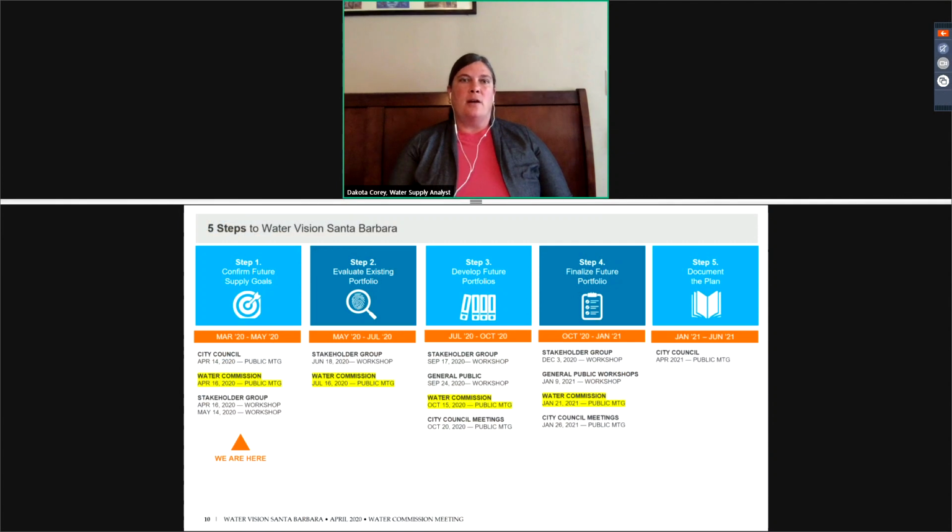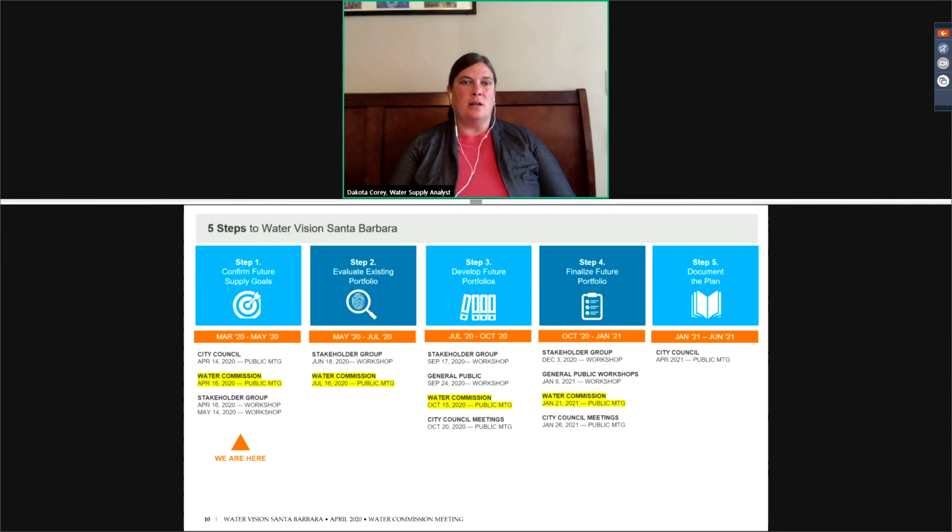This slide outlines the 5 steps to Water Vision Santa Barbara, and the text is kind of small, so I'm going to go ahead and read those steps, starting in the upper left-hand corner. You'll see that step 1 is to confirm our future water supply goals. Moving across the slide to the right, step 2 is to evaluate our existing water supply portfolio. Step 3 is to develop future water supply portfolios. Step 4 is to finalize our future water supply portfolio that makes the most sense for our community. And then 5, we'll document this process in an adaptable plan that will guide our efforts to managing our water supplies for the next 30 years.